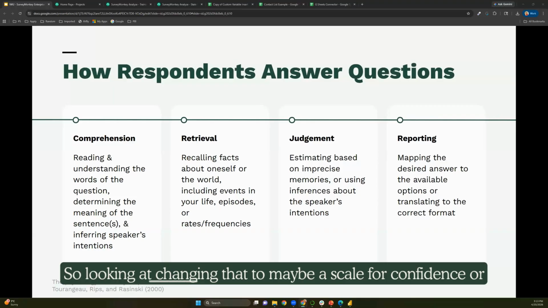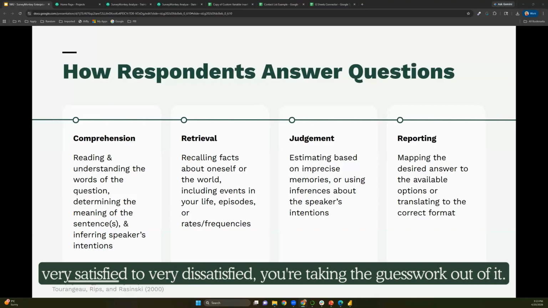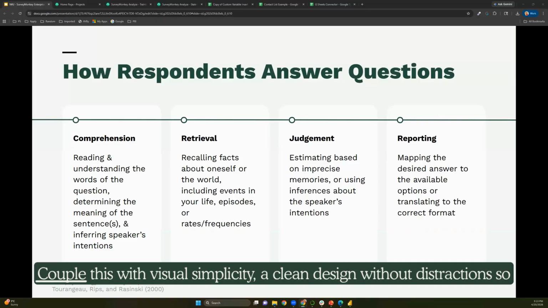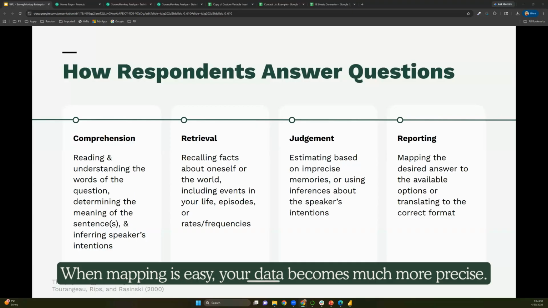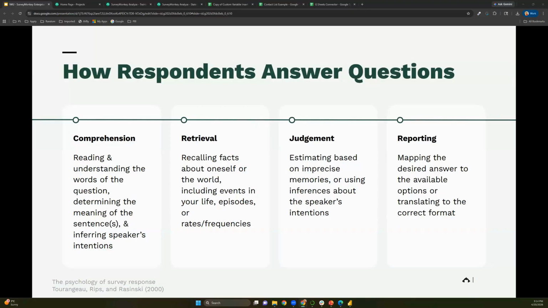So look at changing that to maybe a scale for confidence or very satisfied to very dissatisfied, and you're taking the guesswork out of it. Couple this with visual simplicity, a clean design without distractions, so they can instantly see where their options belong. When mapping is easy, your data becomes much more precise.